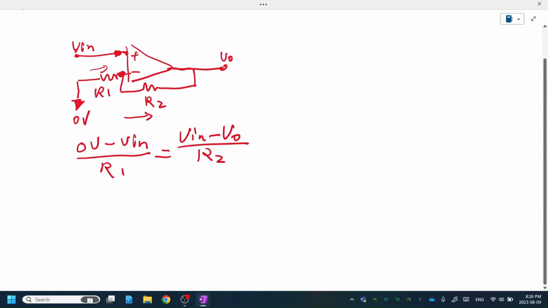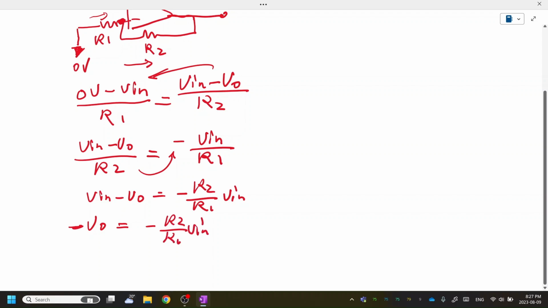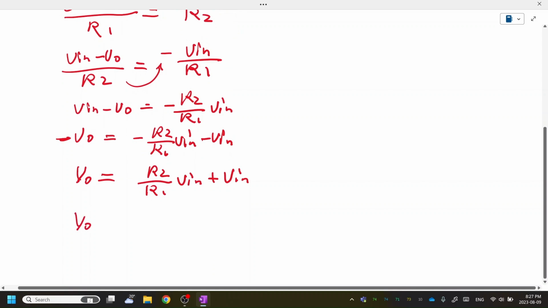Let's rearrange this equation, move the V out to this side. So we have (V in minus V out) divided by R2 equals minus V in divided by R1. Let's further simplify this. We move R2 to this side. So we have V in minus V out is minus R2/R1 times V in. So minus V out equals minus R2/R1 V in minus V in. So V out equals R2/R1 V in plus V in. To combine this, we have V out equals (1 plus R2 divided by R1) V in.